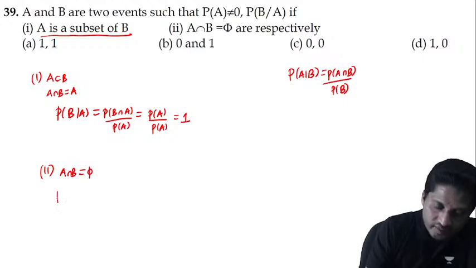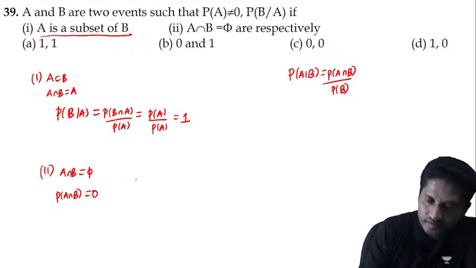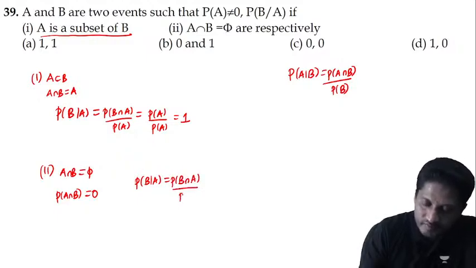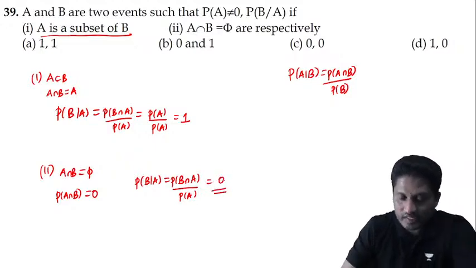If A intersection B is a null set, probability of A intersection B is equal to 0. Now I want P of B given A. P of B given A is equal to P of B intersection A divided by P of A. B intersection A is 0, right? Probability will be 0. Answer is 1, 0. D.